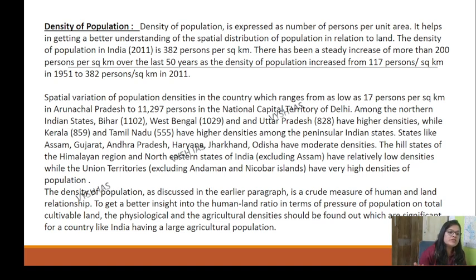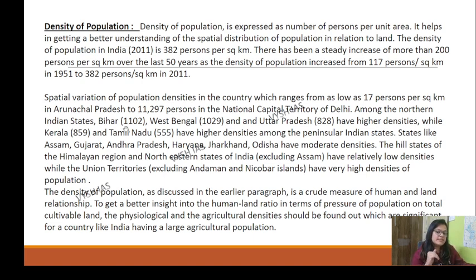The density of population increased from 117 persons per square kilometer and rose to 382 people in 2011. From 117 it has moved on to 382, which is large in itself. The spatial variation of population density in the country ranges as low as 17 persons per square kilometer in Arunachal Pradesh, and when it comes to Delhi, you will find 11,297 persons. See the difference between these two numbers.